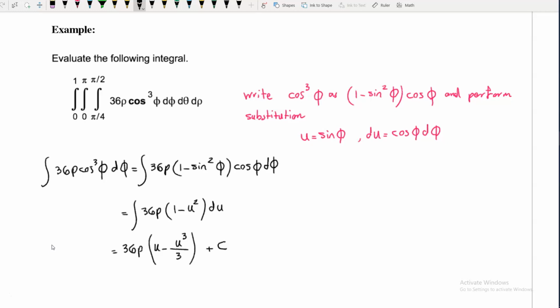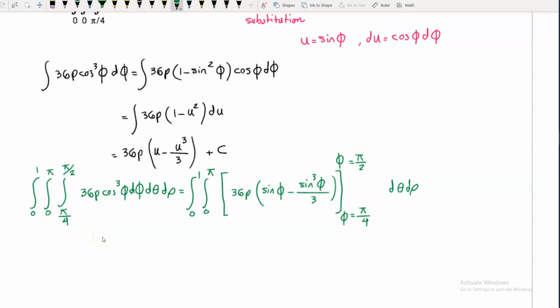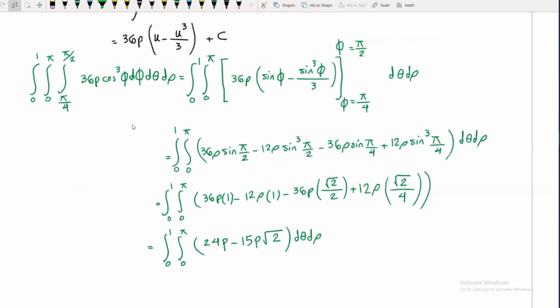Now write this result in terms of phi. So here's our integral, and on this part we integrate, and we had 36 rho times u minus u cubed over 3. So instead of u, we're going to use sine phi. So on this part we have the double integral of 36 rho times sine phi minus sine cubed phi over 3. And phi is from pi over 4 to pi over 2. So here first using phi equal to pi over 2, and then minus phi equal to pi over 4.